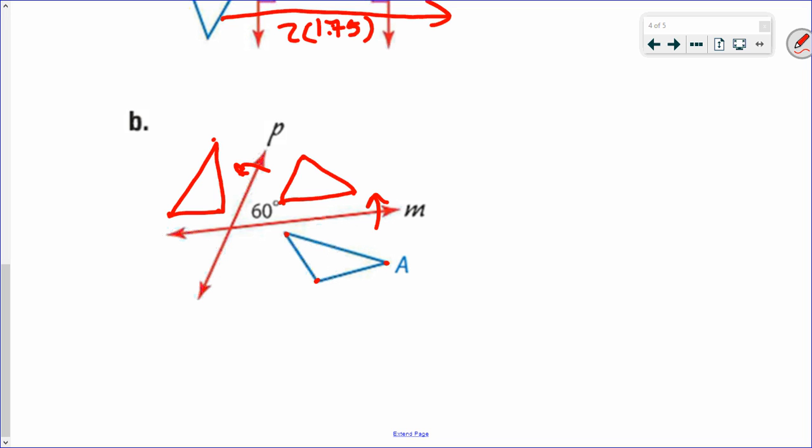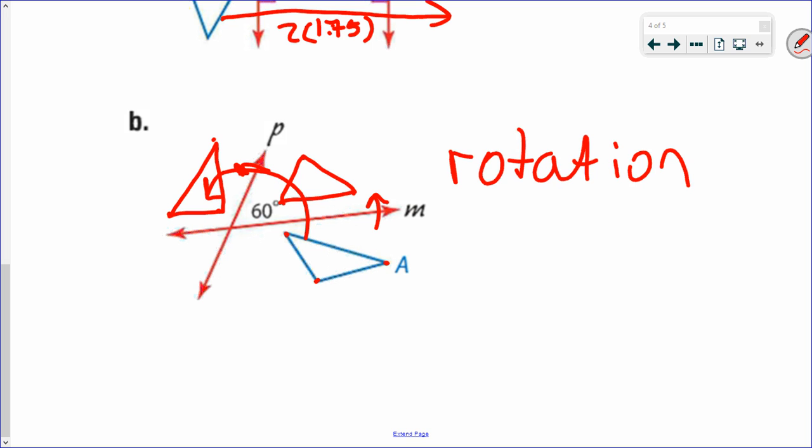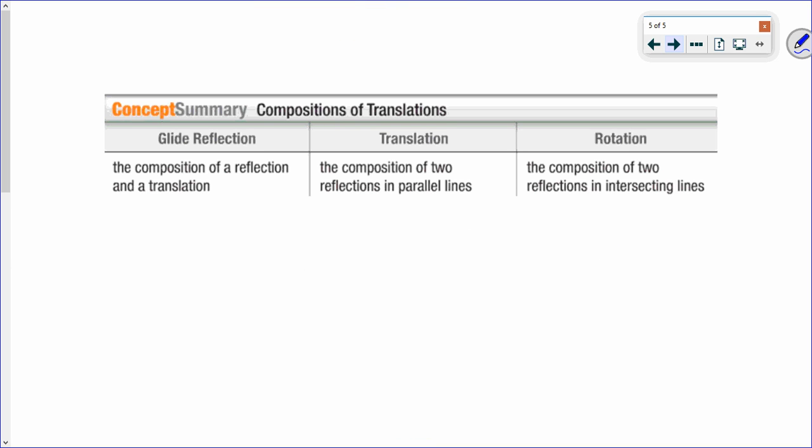All right. And so that would be the same as, again, reflection across intersecting lines. That is the same as a rotation. How many degrees? Well, it's 2 times the angle that's created by these lines, which is 60. So 2 times 60. That would be the same as a rotation of 120 degrees. All right. So here's a summary of composition of translations.